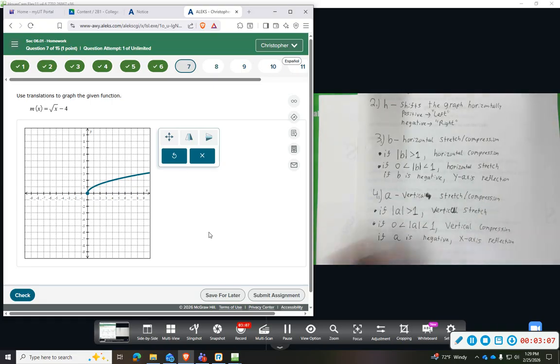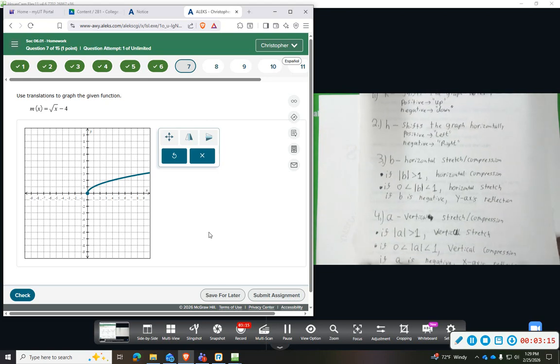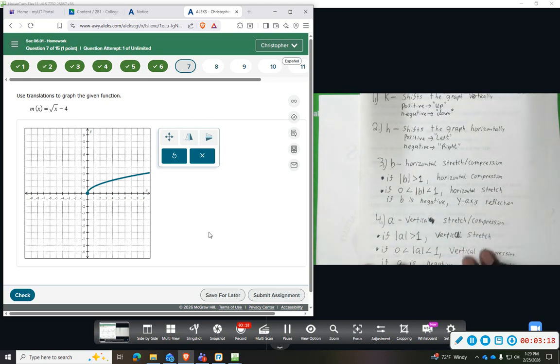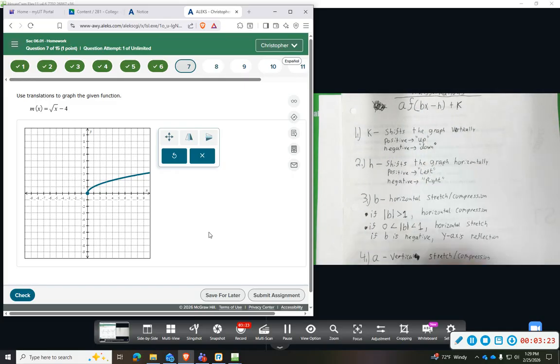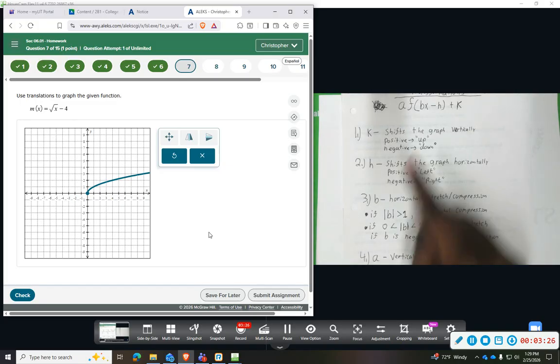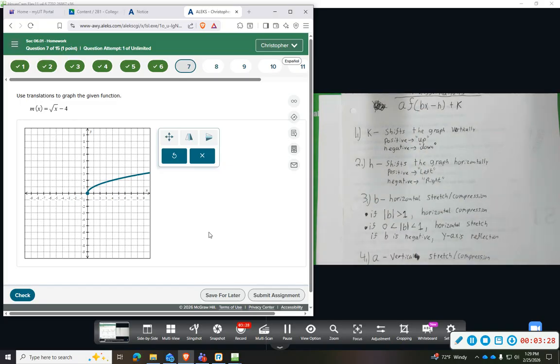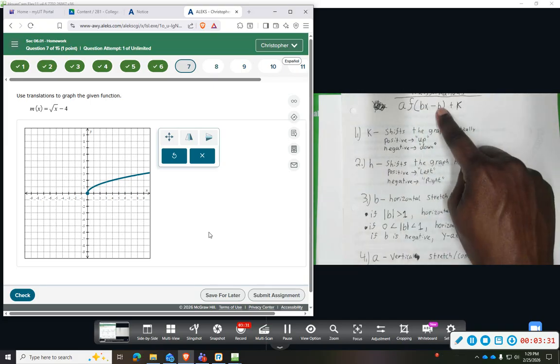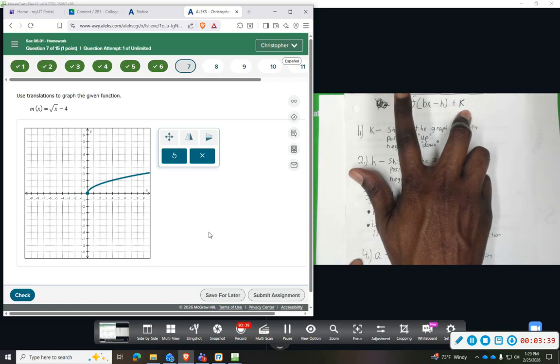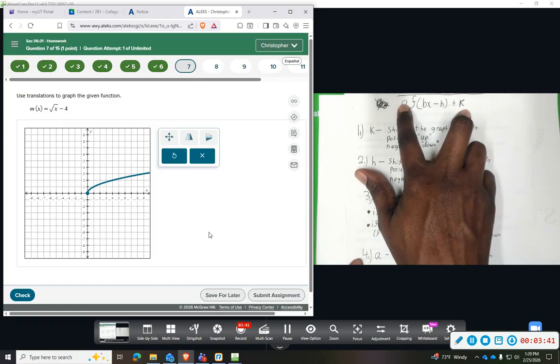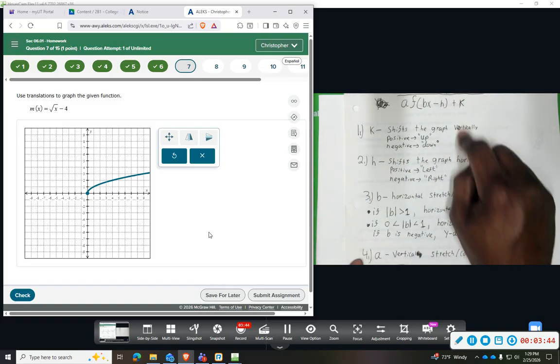So this is the spelling out of the transformations and what each variable does. I usually tell my students, whatever is with the x, so with x in the grouping symbol, the B and the H, they're going to do the opposite of what you see. So if you see a fraction, that means it's going to stretch it out. If you see a whole number, it's going to compress it. Here, if you see a positive, it's going to go left, and the negative is going to go right. And then the A and the K do exactly what you see. Whole number is going to stretch, fraction is going to compress, positive goes up, negative goes down.